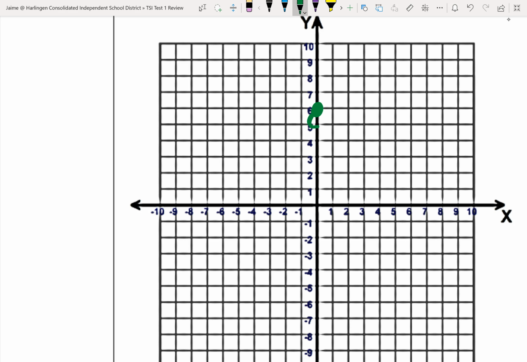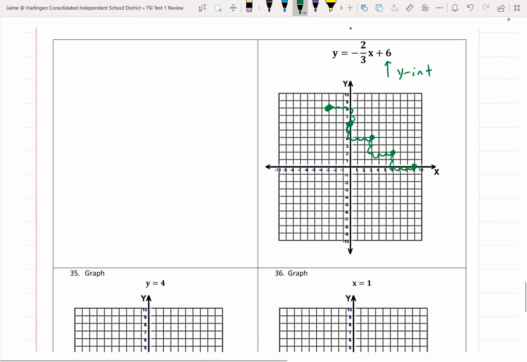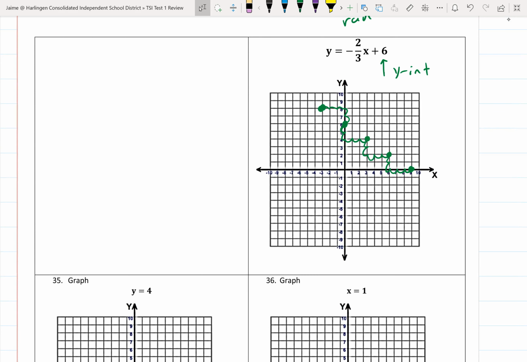1, 1, 2, 3 to the right. 1, 2, 3. There's the next dot. Down 1, 2, 1, 2, 3. There's my next dot. Down 1, 2, over 1, 2, 3. There's my next dot. I can also go up 1, 2 to the left, 3. Make another one. There's my line. Or it's not there yet, right? I need to make the line. There you go. Line.